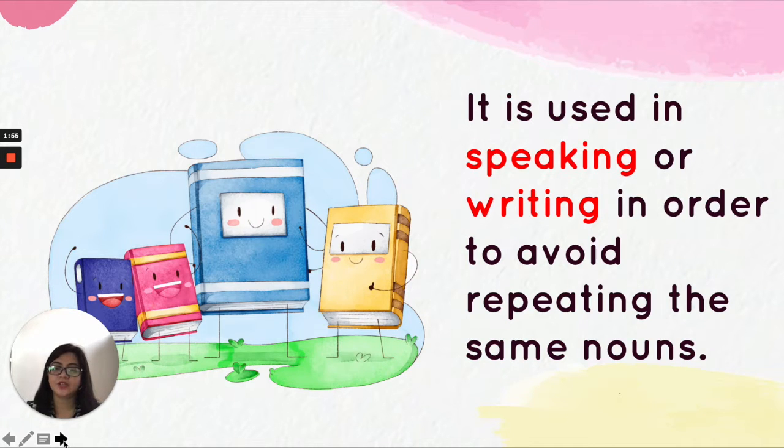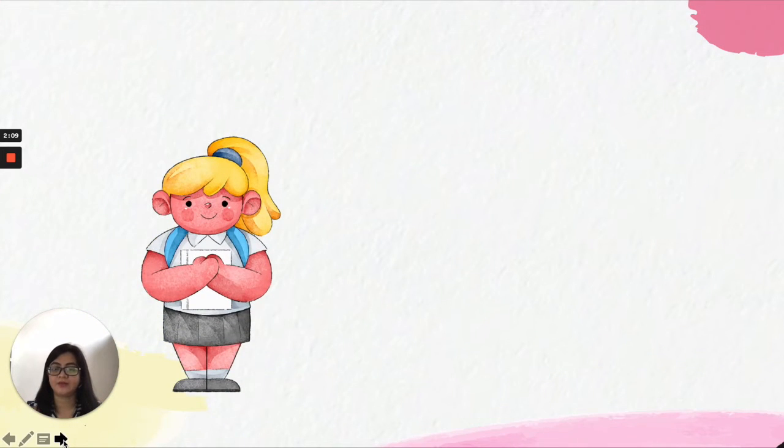So instead of saying Peter went to the party, Peter ate some cookies, Peter, and Peter and Peter, you can use the word he. Peter went to the party, he ate cookies, so you can use that as a replacement for the noun.